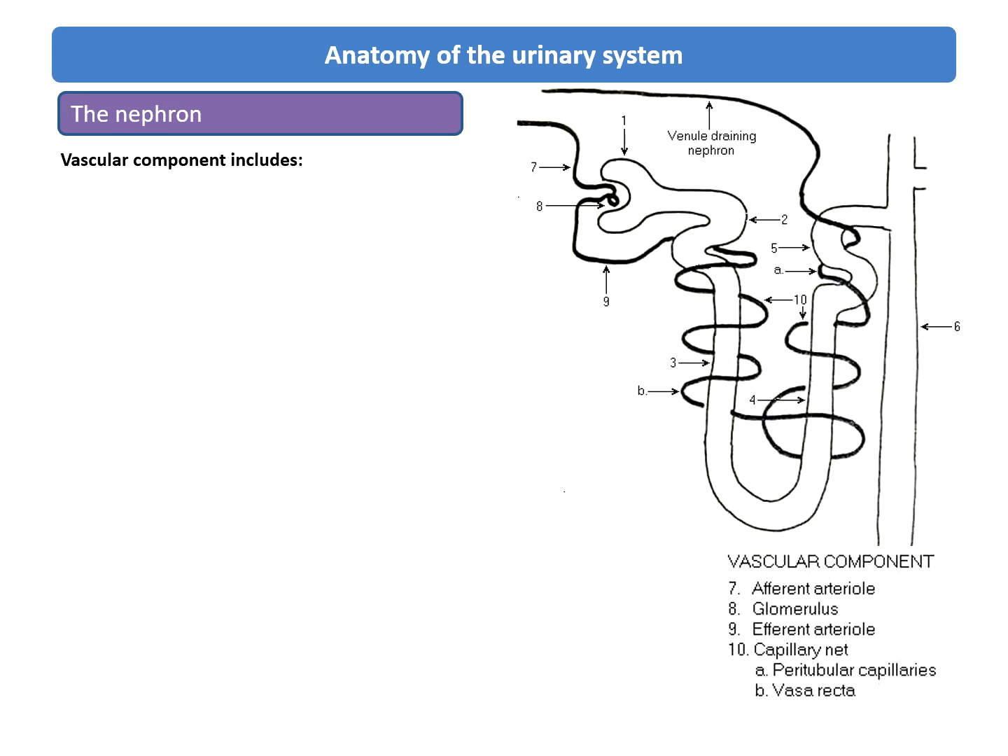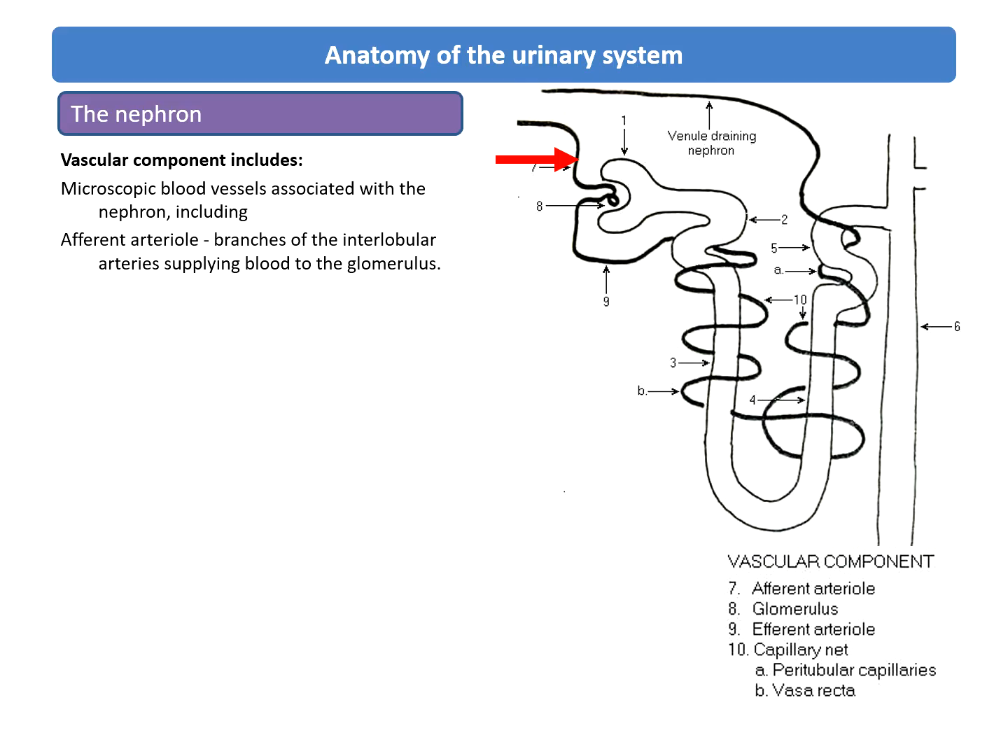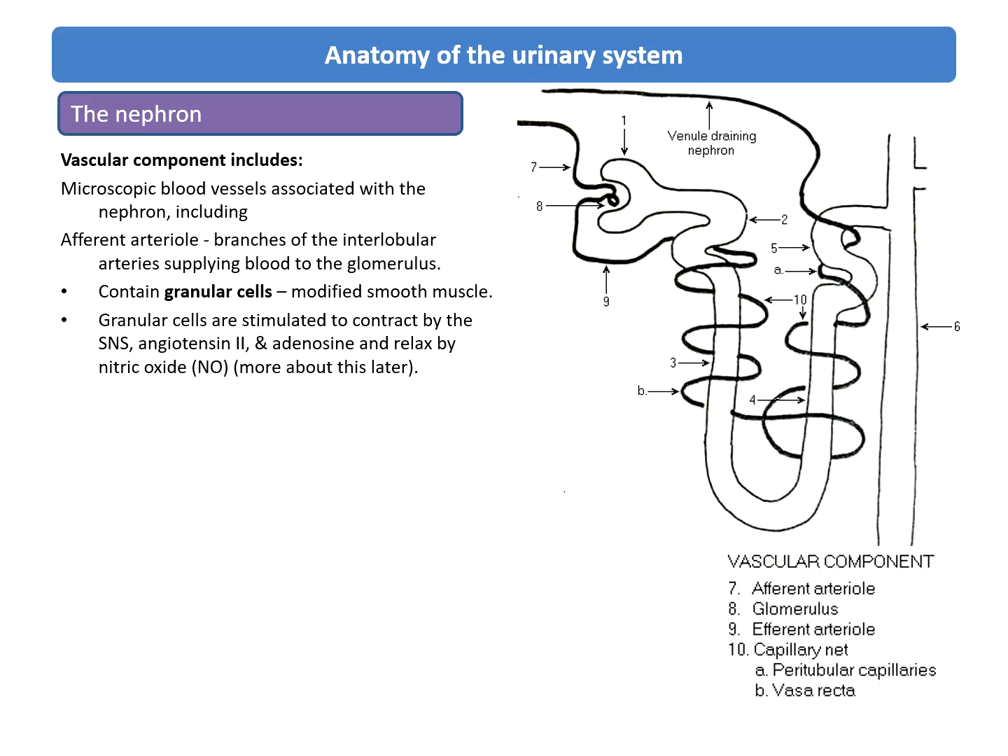The vascular component includes microscopic blood vessels associated with the nephron. They include the afferent arteriole. These are branches from the interlobular artery supplying blood to a structure called the glomerulus. They contain granular cells, modified smooth muscle cells. These cells are stimulated to contract by the sympathetic nervous system, angiotensin II, and adenosine, and they relax under the action of nitric oxide. I mention these items now because we'll come back to them later.